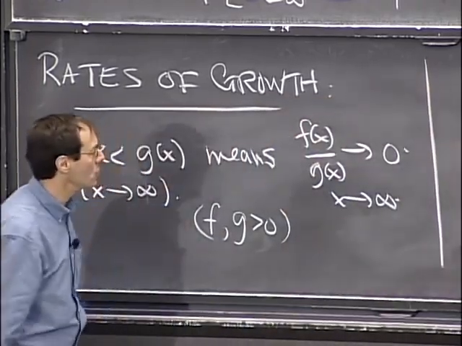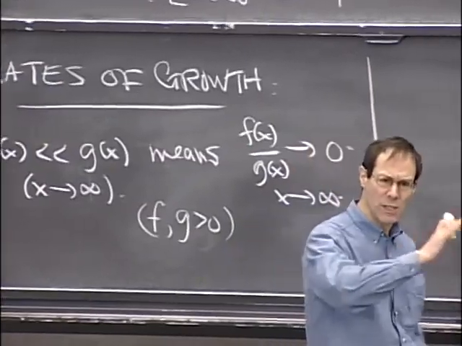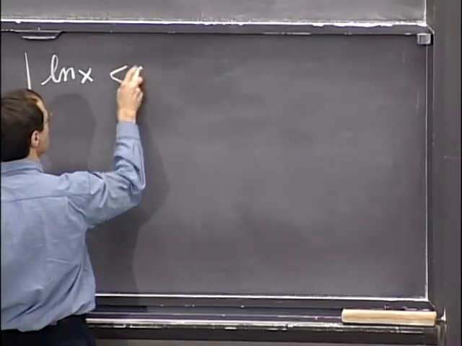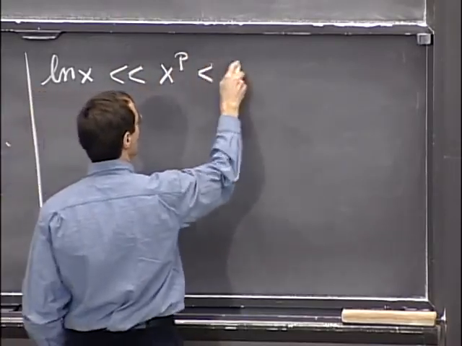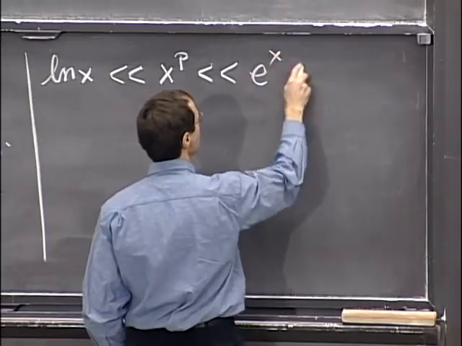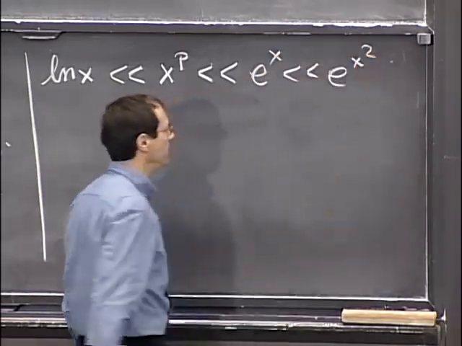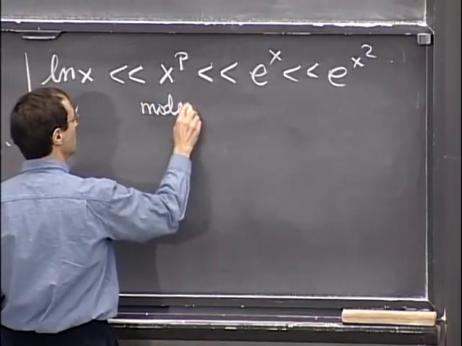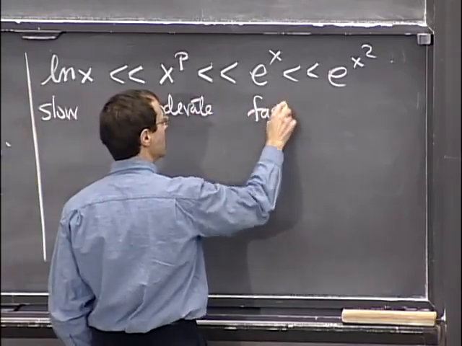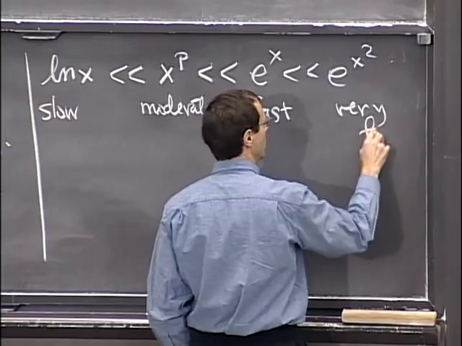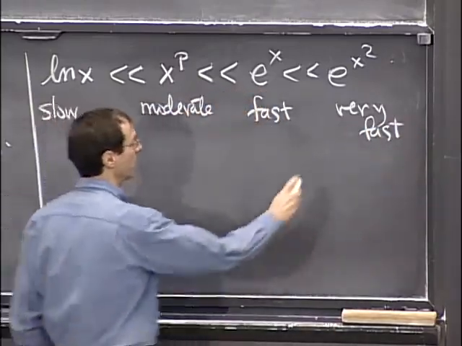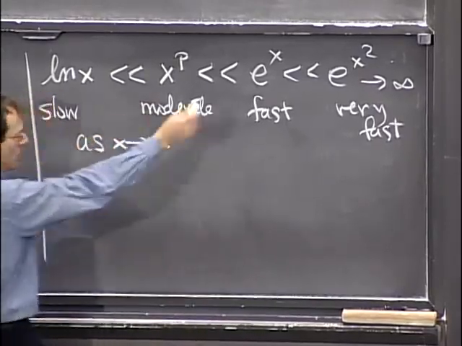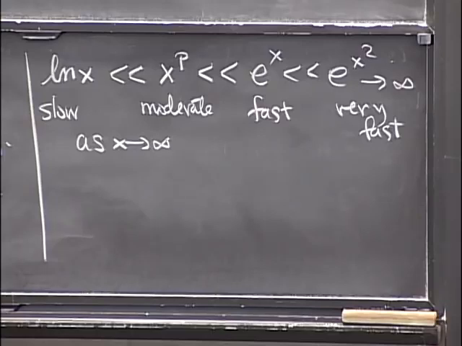What you saw in recitation was that you can make a systematic comparison of all the standard functions that we know about. For example, the log function goes to infinity, but a lot more slowly than x to a power, a lot more slowly than e to the x, a lot more slowly than, say, e to the x squared. So this one is slow. This one is moderate. And this one is fast. And this one is very fast. All of them go to infinity as x goes to infinity, but at quite different rates.